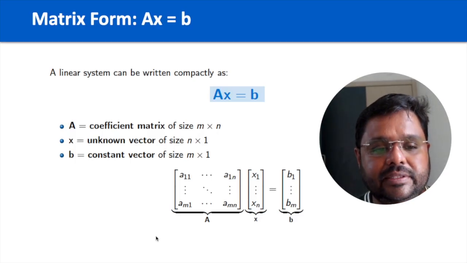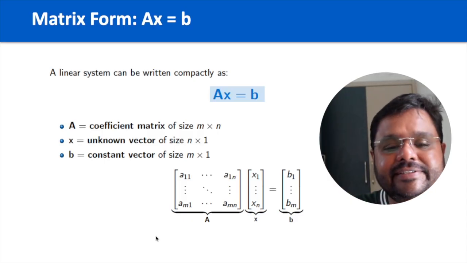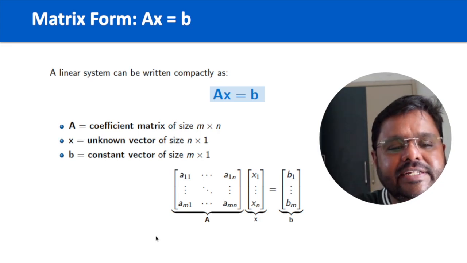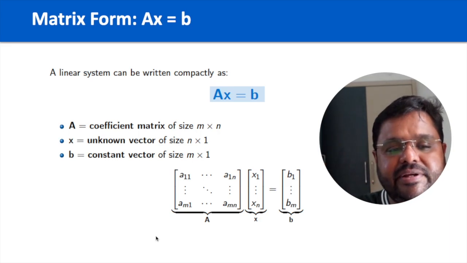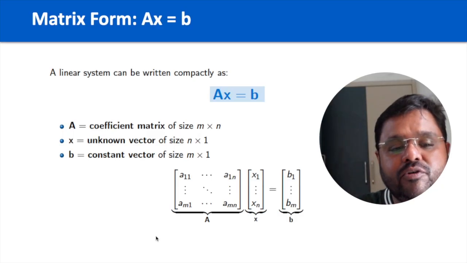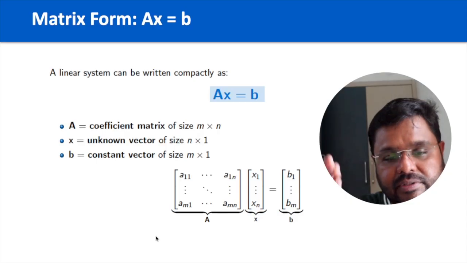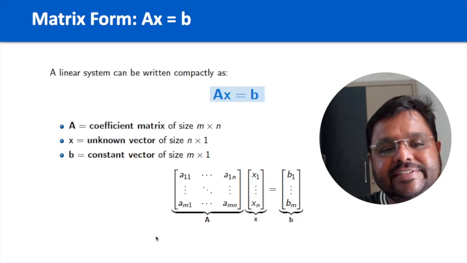bn. Then what about the capital A? It will be a coefficient matrix. Its size is m by n. What about x? It is an unknown vector whose size is n by 1. And what about the b? It is a constant vector whose size is m by 1. So the matrix form of the linear system is Ax is equal to b.